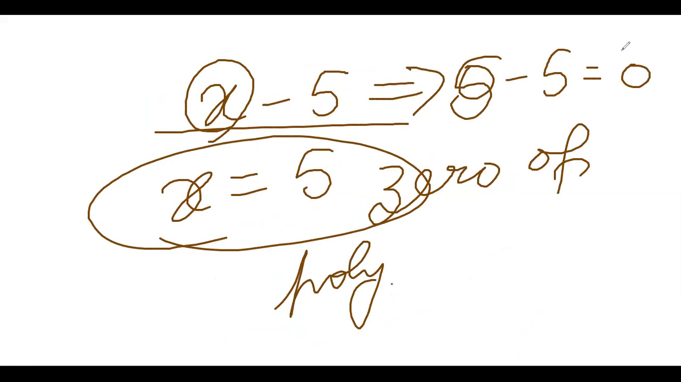So for that value of the variable for which the polynomial is 0, we'll say that is a zero of the polynomial, right? That value for which the polynomial becomes 0 will be called a zero of the polynomial. जिस value को put करते ही polynomial 0 हो जाए, right?